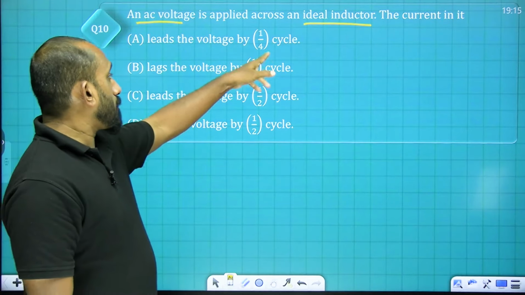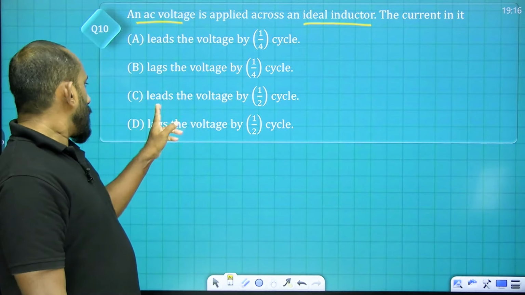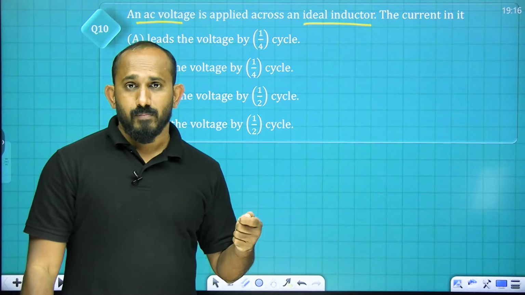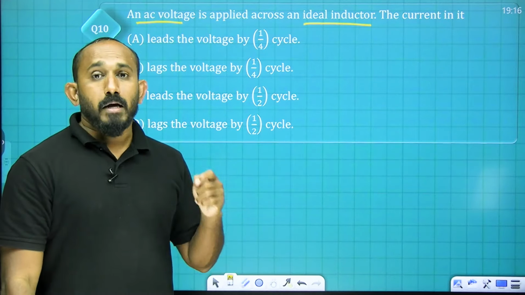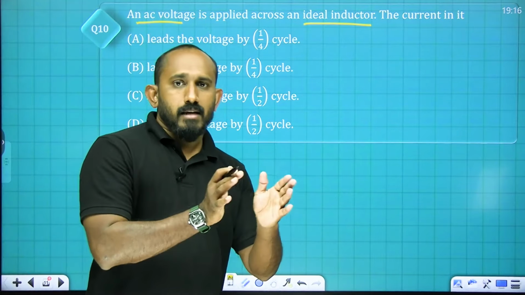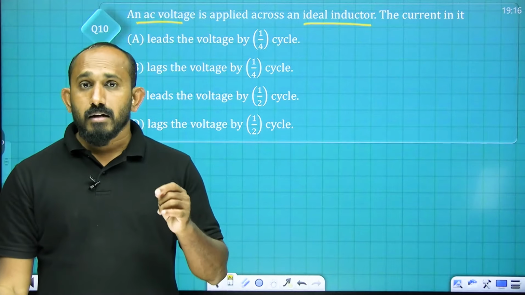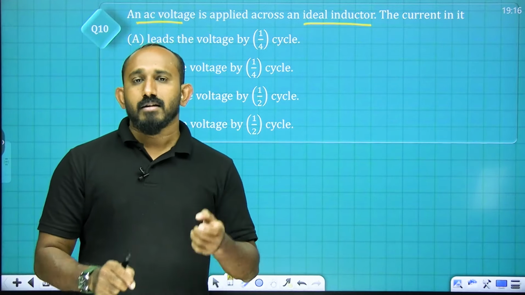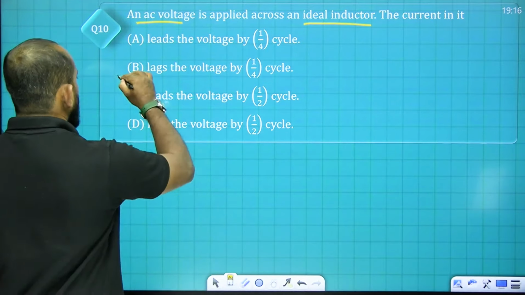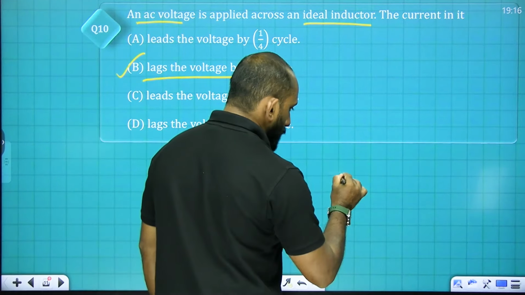So here, check the options. Leads the voltage by 1 by 4th cycle, lags the voltage by 1 by 4 cycle, leads the voltage by 1 by 2 cycle. So it is given in terms of cycle. Here it is pi by 2 radian, and it's lagging. Pi means half a cycle, so pi by 2 means 1 by 4th of a cycle. So it lags by 1 by 4th of a cycle. One AC cycle means, it is like this way.